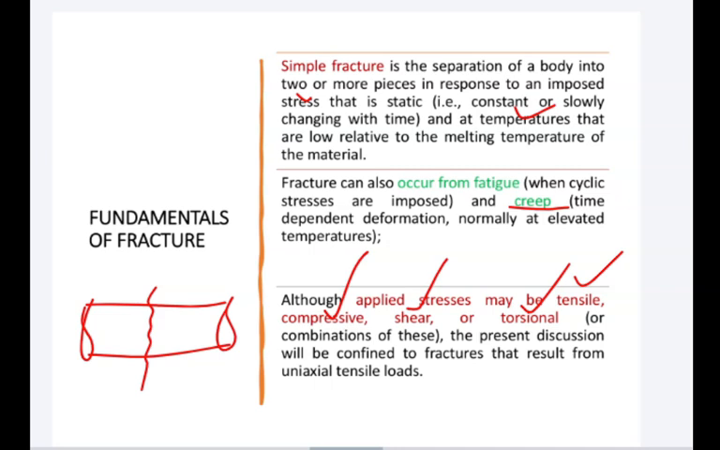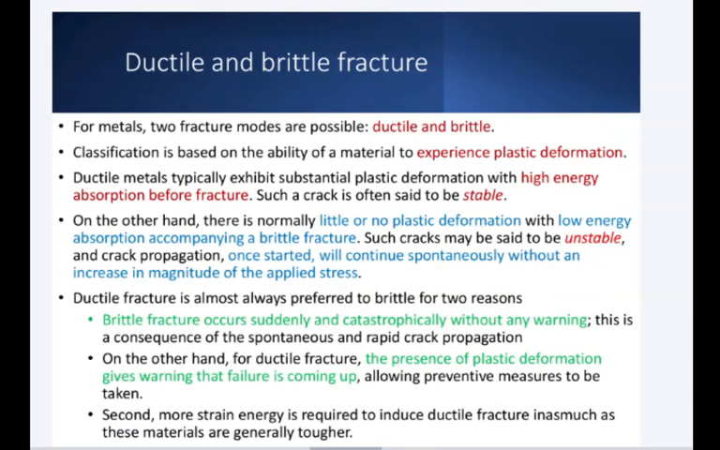Now this simple fracture, when we are studying it from the material perspective, we have ductile and brittle fracture. Now what is ductile and brittle fracture? You know which material is ductile and which material is brittle. We have already discussed it. For metals, and we will be discussing most of the things for metals here, two fracture modes are possible. One is ductile and the other one is brittle. Now why is there this classification? This classification is based on the ability of a material to experience plastic deformation.